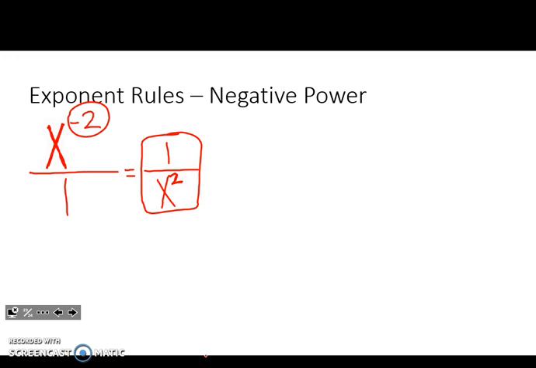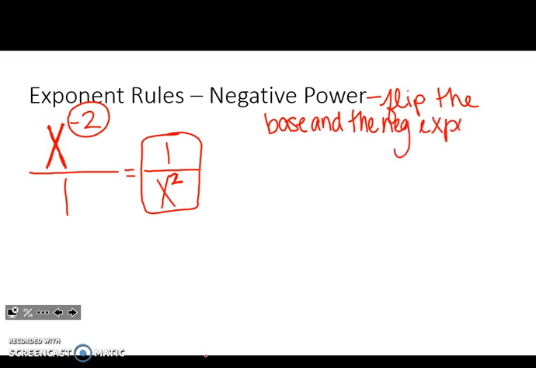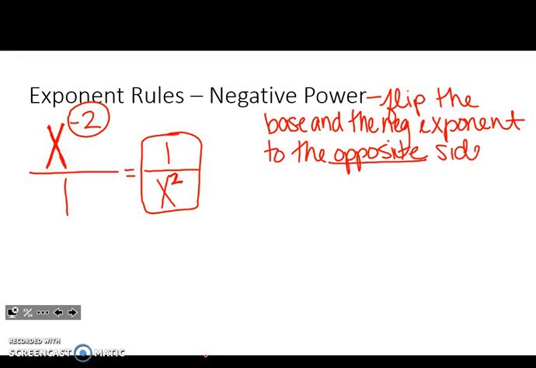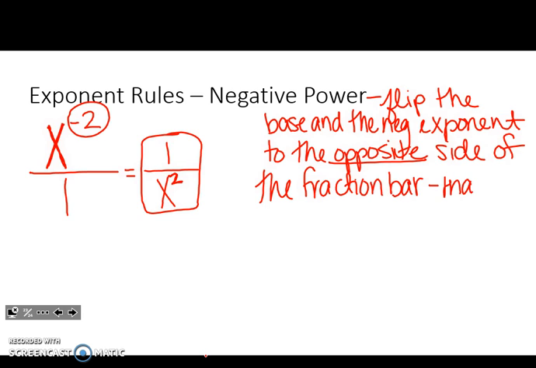So our general rule for negative power is that we need to flip the base and the negative exponent to the opposite side of the fraction bar. When we do that, we're going to make the exponent positive.